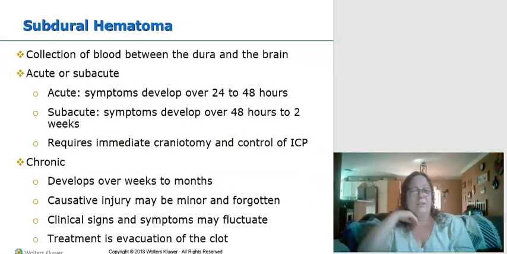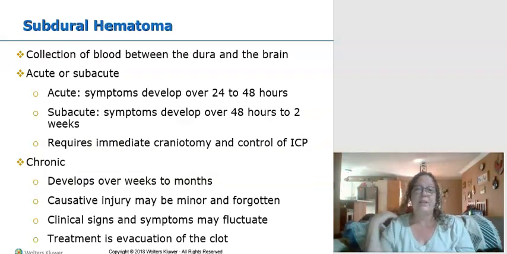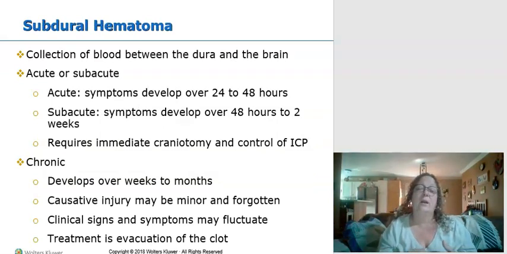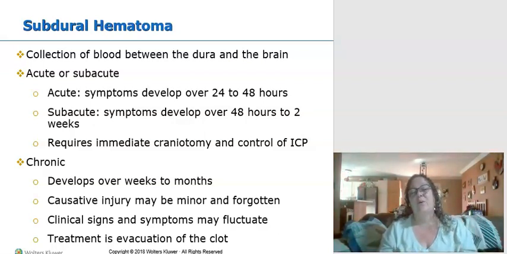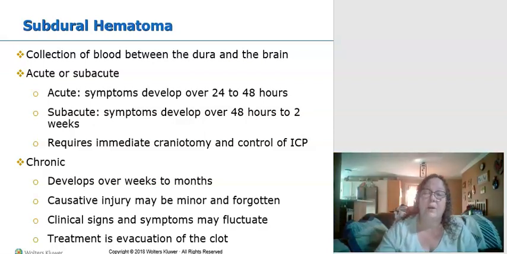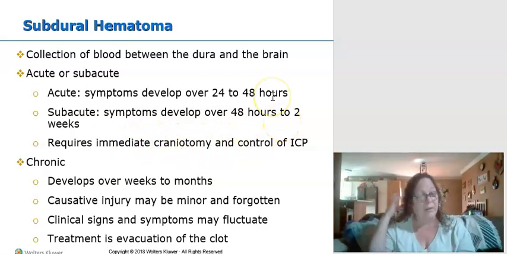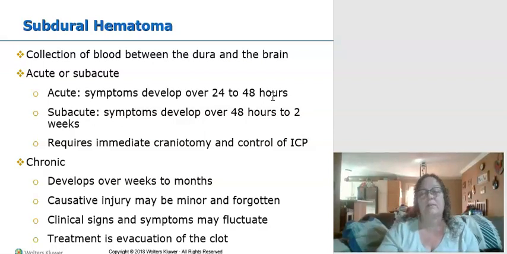So subdural hematoma, this is just a collection of the blood between the dura and the brain. Acute or subacute. So acute subdural hematoma will have symptoms develop over 24 to 48 hours. The subacute symptoms develop over 48 hours to 2 weeks. This does require prompt treatment, and they'll probably do a craniectomy and control of ICP. So they'll want to go and do a craniectomy, evacuate the clot, stop the bleeding.